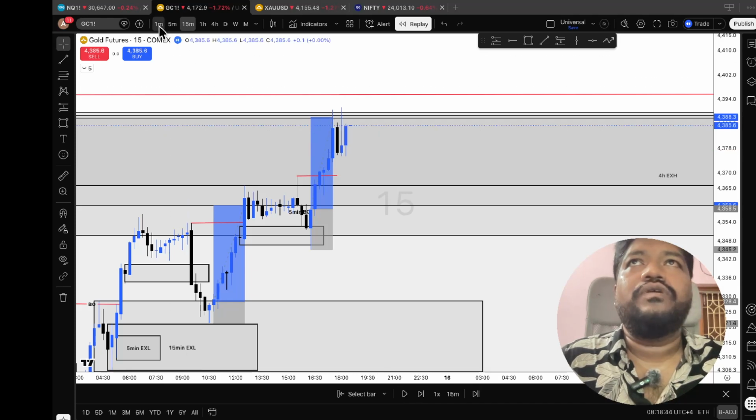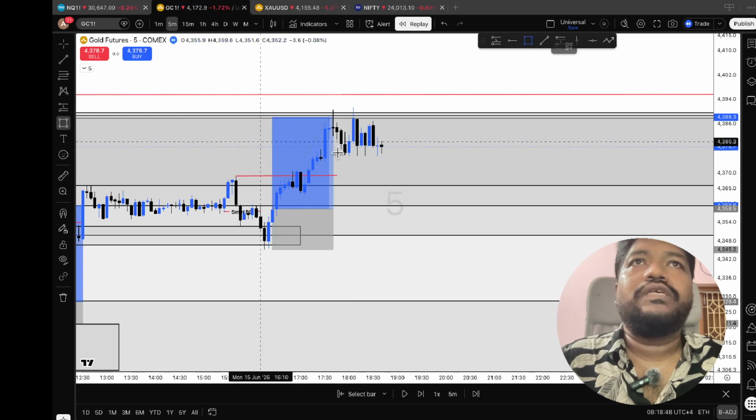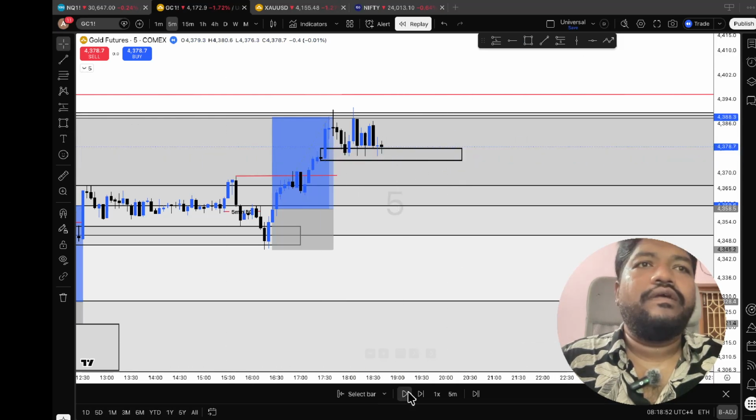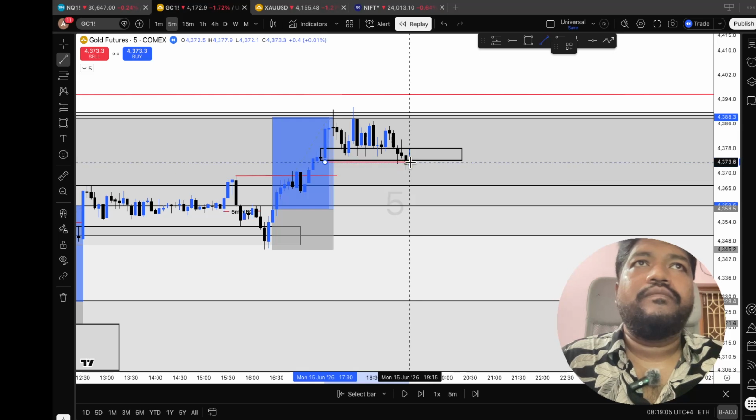Okay, I'm just going to my 5 minute. I will not go to the 15 minute. So you can see there is a 5 minute external zone where you are rejecting, right? So I will wait for a 5 minute breakout, if suppose the market wants to go down. Yes, okay. So now you can see that there is a breakout happened over here, correct?